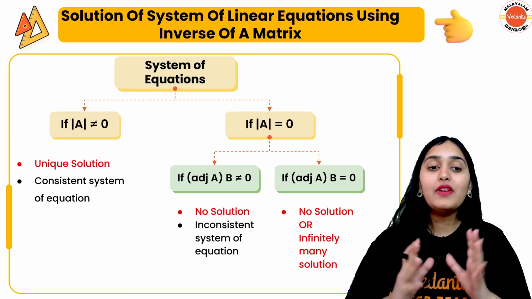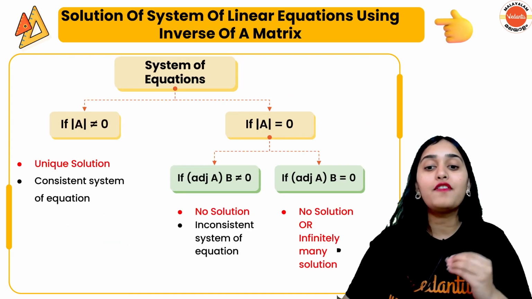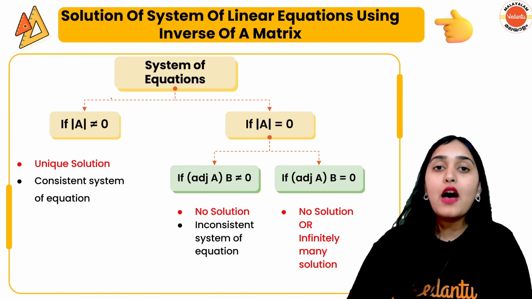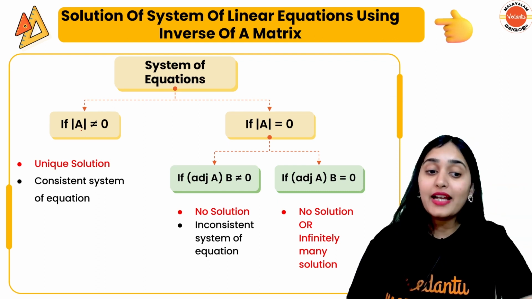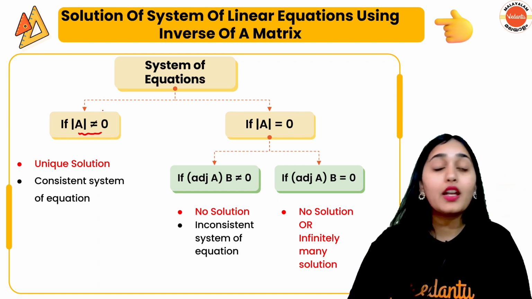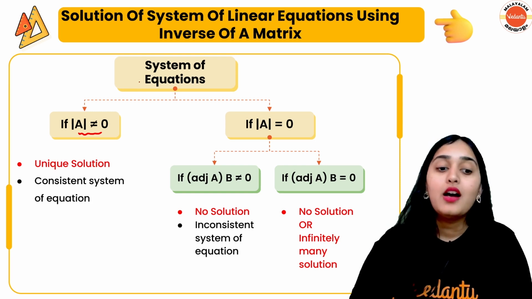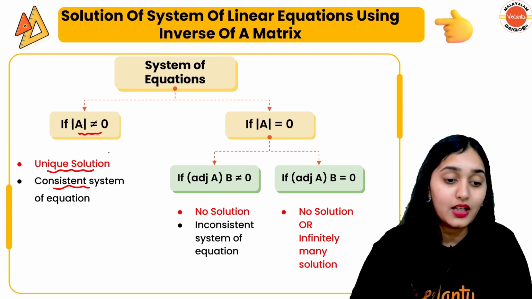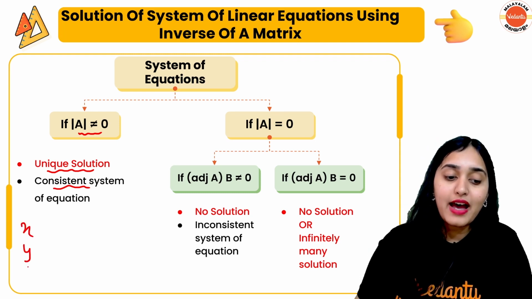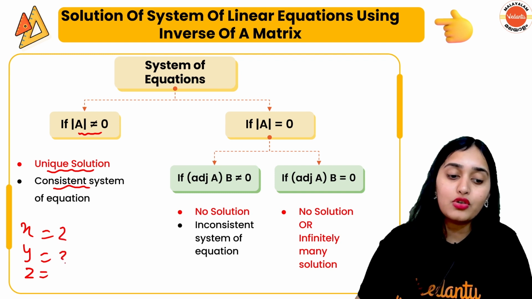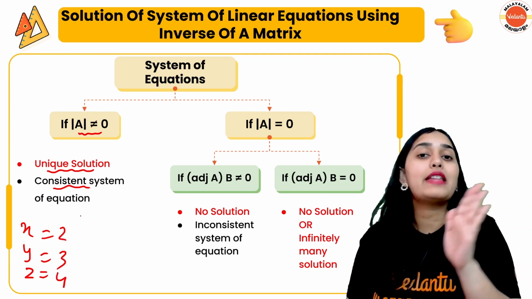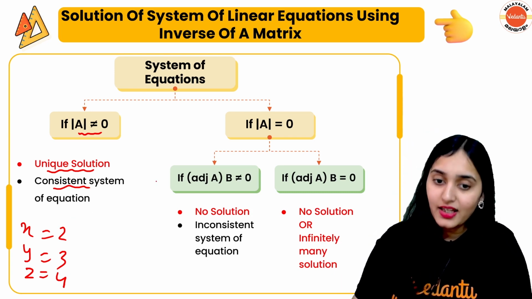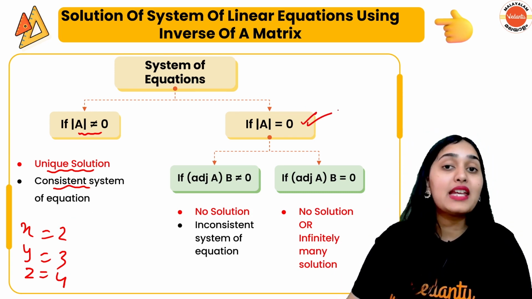Okay. Now, we need to learn about the systems of linear equations and the possible solutions. Okay. Now, first you check the determinant of A. If the determinant is not 0, then you say that it has a unique solution and is a consistent system of equations. Unique solution means X, Y and Z will have unique values, suppose 2, 3, 4. It cannot have more than one value, it will have only a single value. Unique solution.